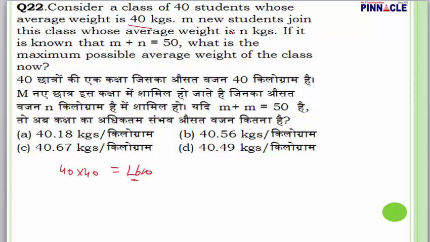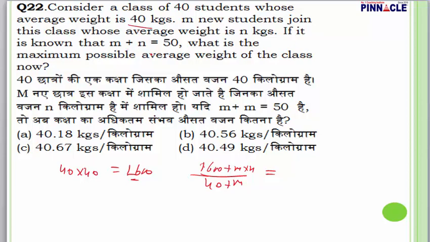Now m new students join, so instead of 40, now it is 40 plus m students, whose average weight is n. So the total weight now is 1600 plus m into n. Total weight divided by total students will be the total average. But there is a condition here: it is known that m plus n is 50. What is the maximum possible average weight of the class?